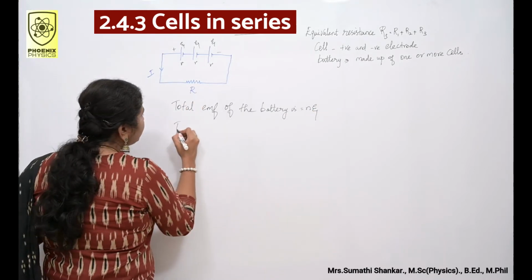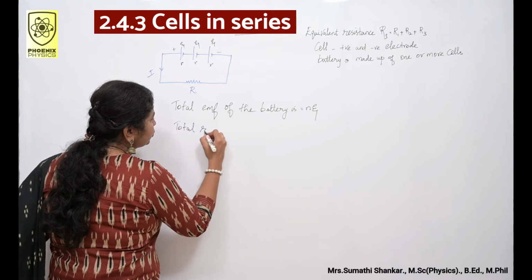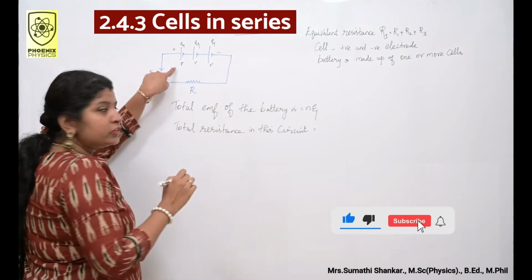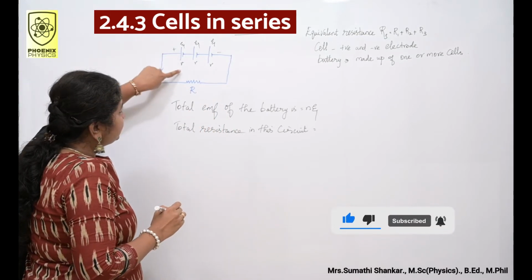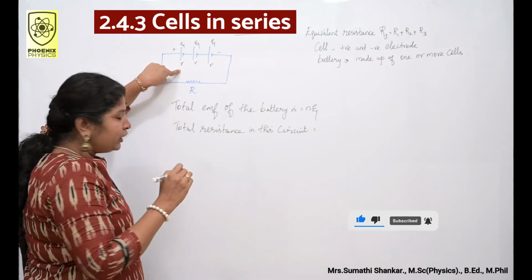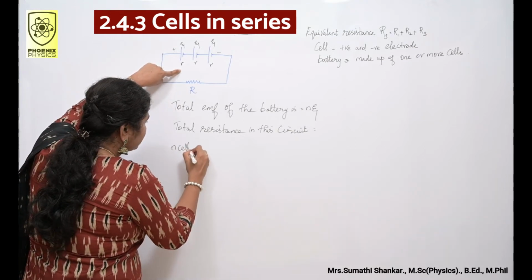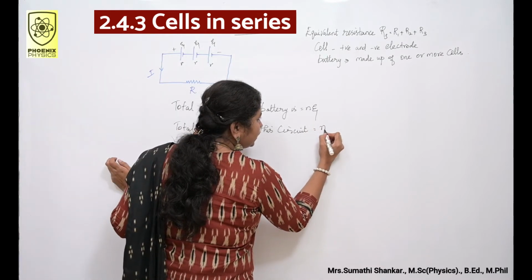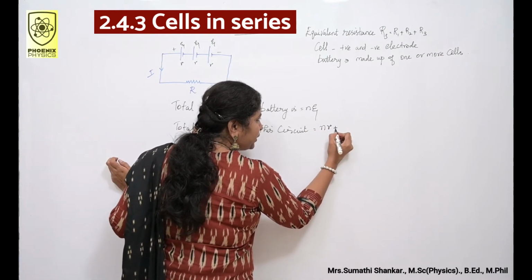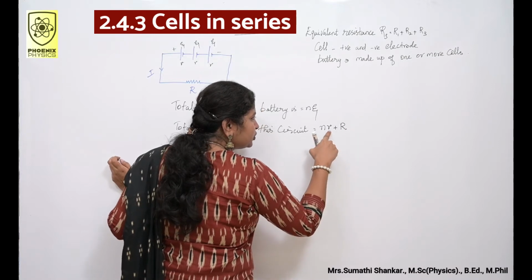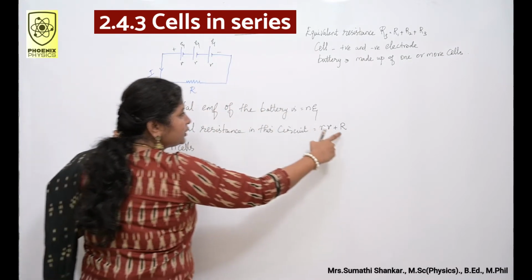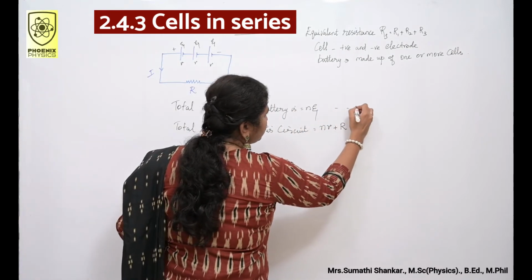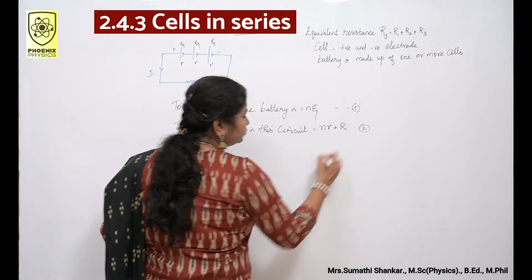Then the total resistance in the circuit: here each cell has EMF Xi and internal resistance r. Totally we have n cells. So the total resistance in the circuit is n small r plus this capital R. This is for internal resistance, this is external resistance. Say this is my equation 1 and this is my equation 2.